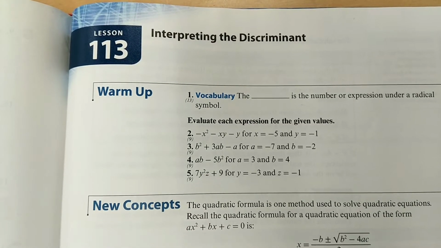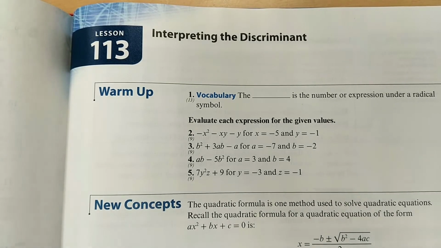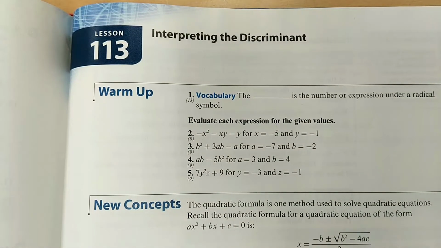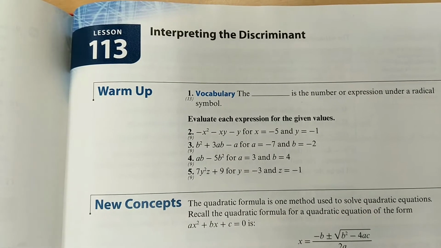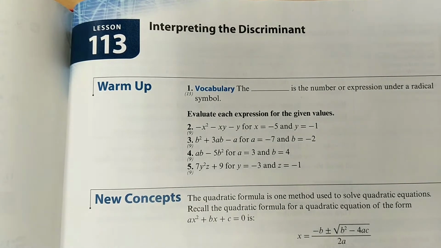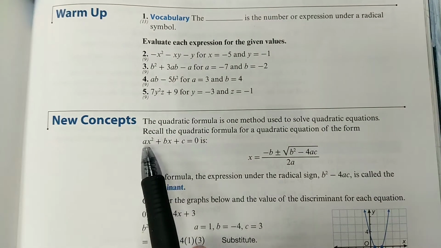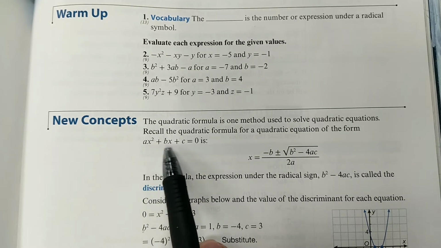This is Saxon Algebra 1, Lesson 113, and we're talking about interpreting the discriminant. Now, it sounds like it's going to be exciting and difficult, but once you see how easy this is, and I alluded to it in our quadratic formula lesson set, I think you'll find this is a very simple concept.